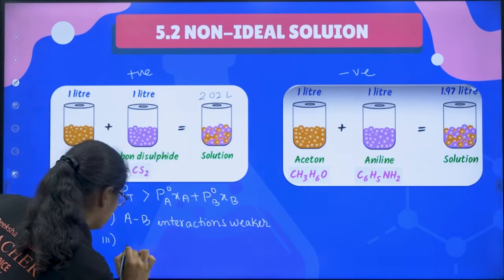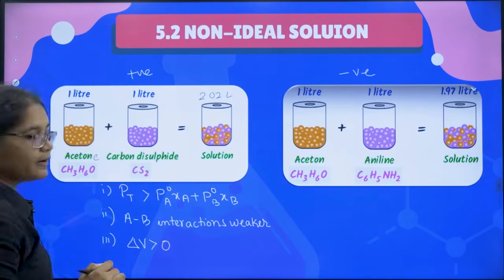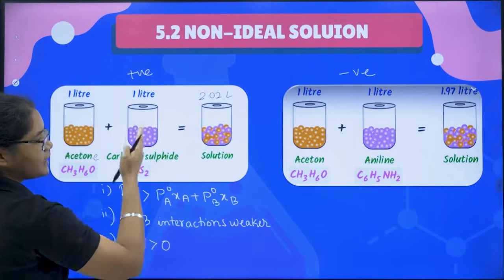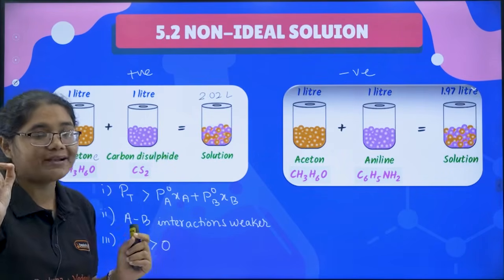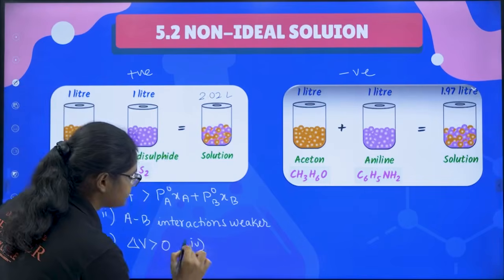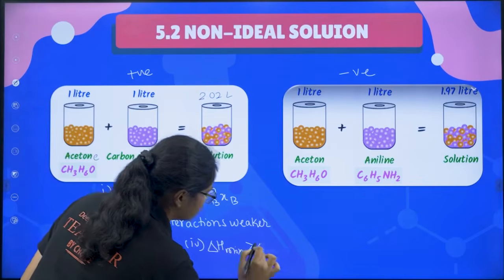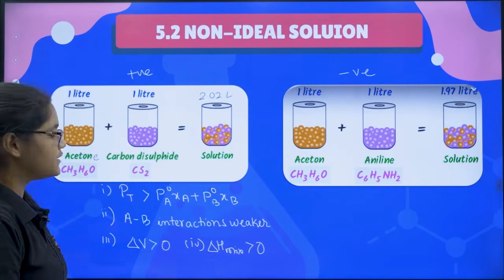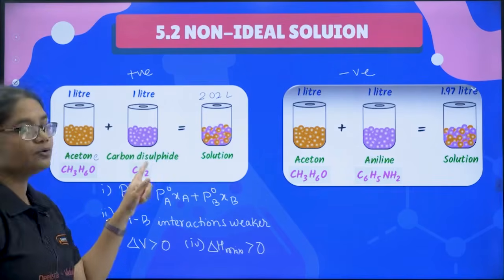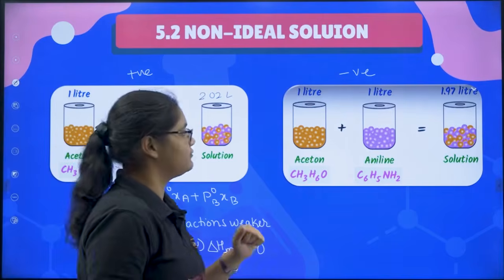The third thing you should know is that delta V mix is greater than 0. You can see 1 plus 1 is 2, and the volume after mixing compared to before mixing differs by 0.02 liter, so it is a positive value. Then delta H mix is greater than 0. So these are the 4 things you should know about positive deviation. Example: acetone and carbon disulfide. I'll give you a table of examples also, so don't worry about that.